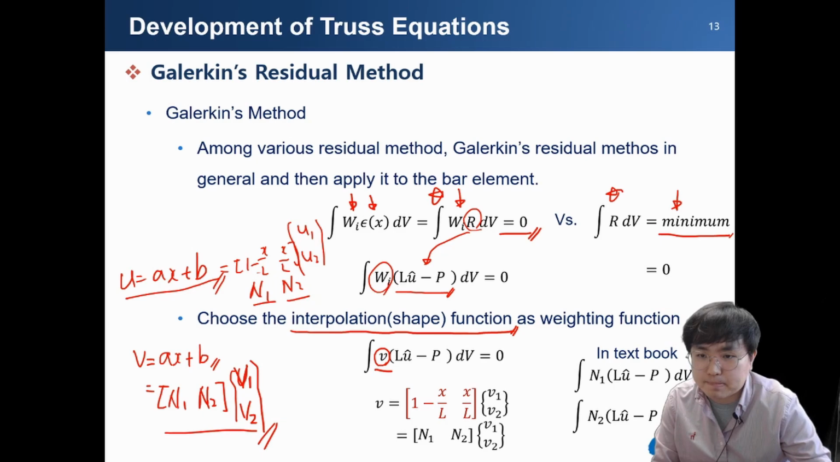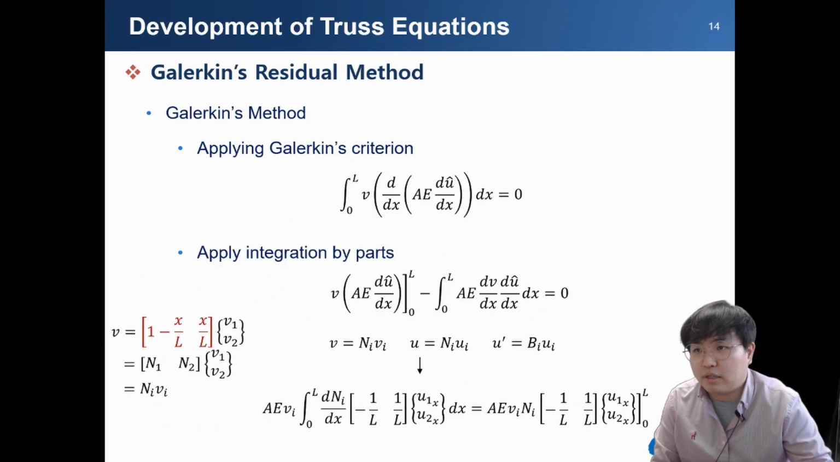In the textbook they use different arbitrary values in here. In my case we can derive the two equations and handle them directly, but in the textbook they use two different shape functions. However, in this way we can obtain the solution directly. So let's try this Galerkin residual method.